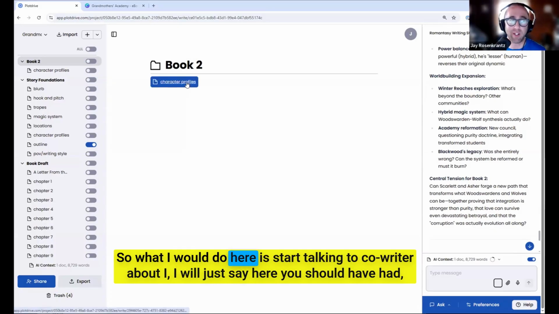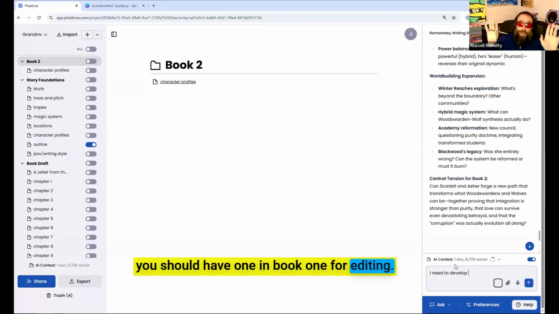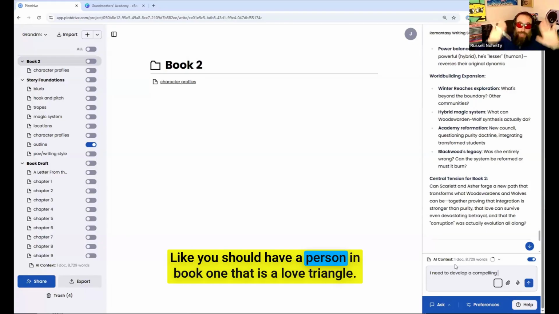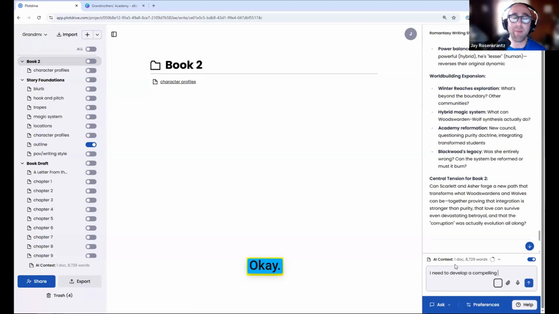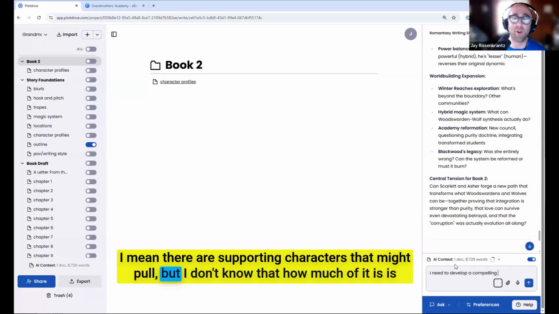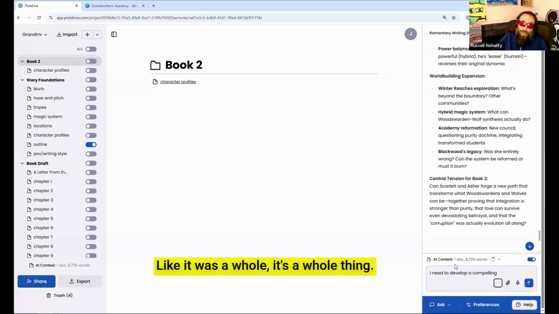So what I would do here is start talking to co-writer. I will just say here, you should have one in book one, for editing. You should have a person in book one that is a love triangle if you want to make this a romantic fated mates book. There are supporting characters that might pull, but I don't know how much of it is actually that. Man, how much real marketing time was Team Edward versus Team Jacob in this thing? And it was set up in book one. It's a whole thing.